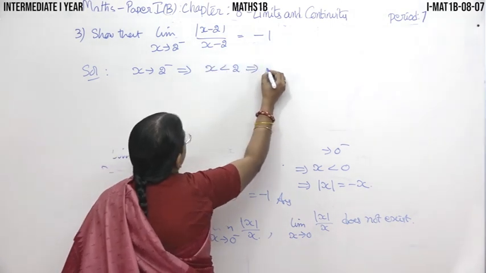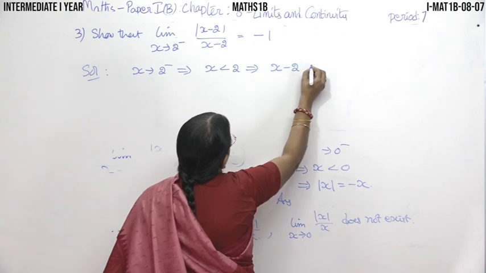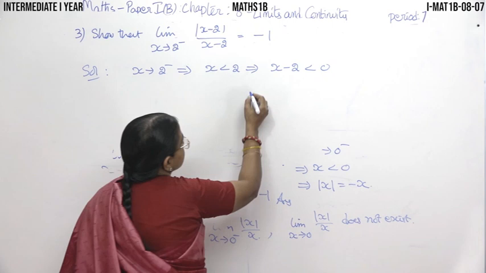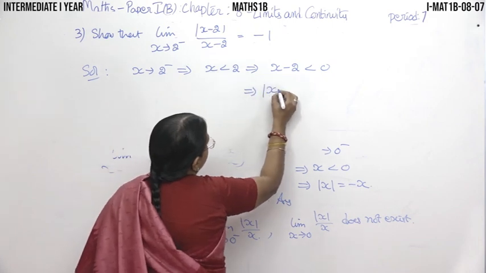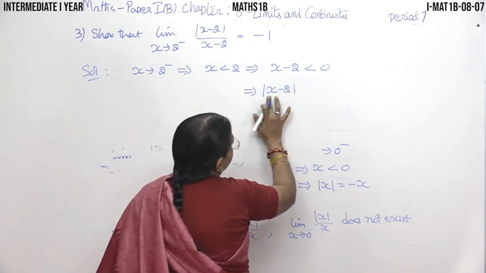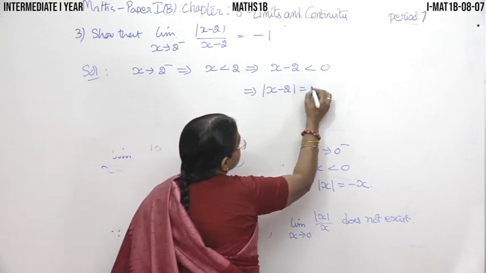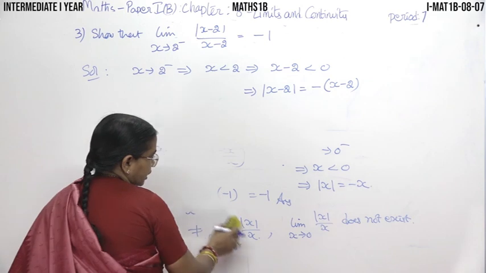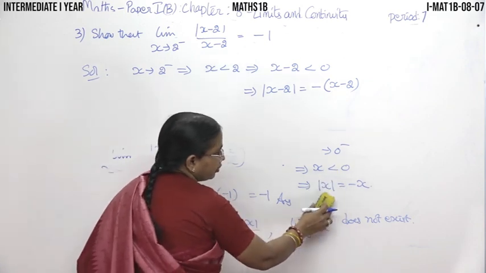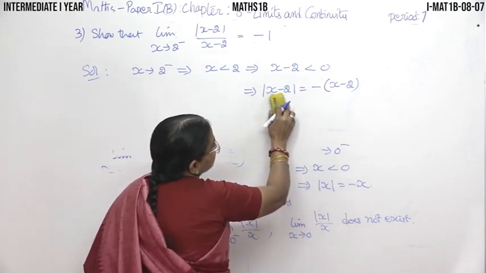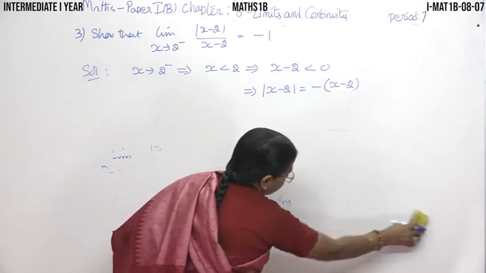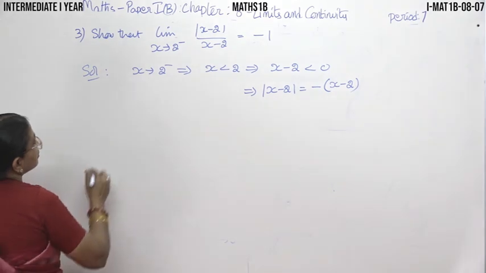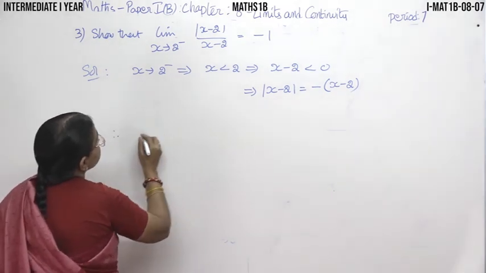When x is less than 2, x minus 2 is less than 0. Bring 2 to this side. So x minus 2 is less than 0. So what is mod x minus 2? Inside it is negative, so this is minus of x minus 2. When x is negative, mod x is minus x. In the place of x you have x minus 2, so it is minus of x minus 2. So these steps are important.